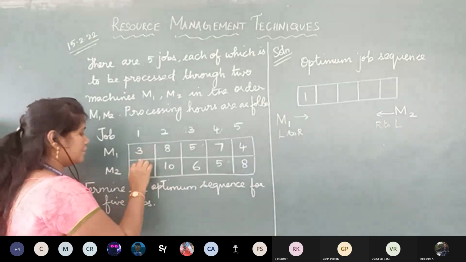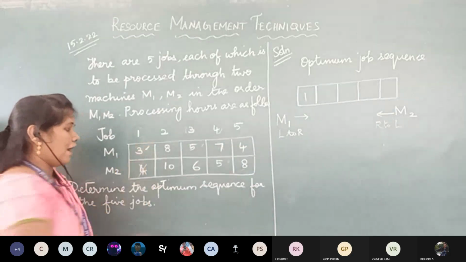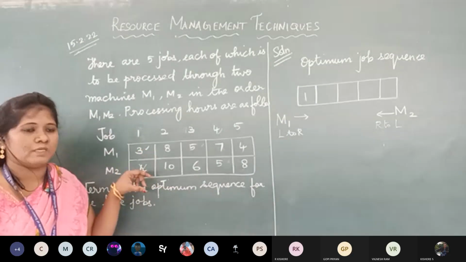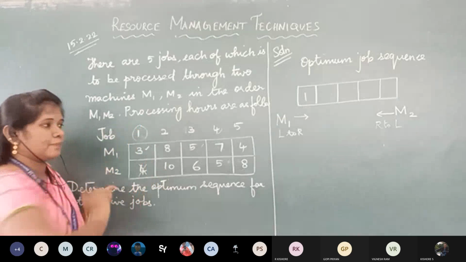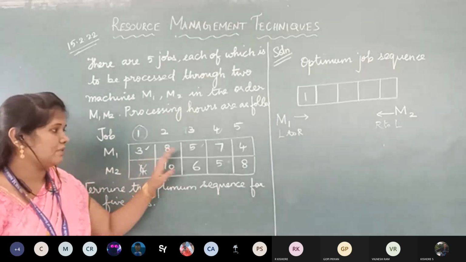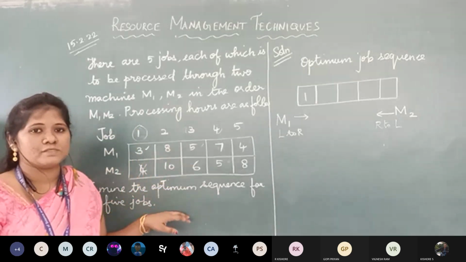I've taken that. Since I've taken this 3, I cannot take from this machine M2. So I'm crossing it over. And I've finished with your first job. Next, with the remaining values, see which is your least value.